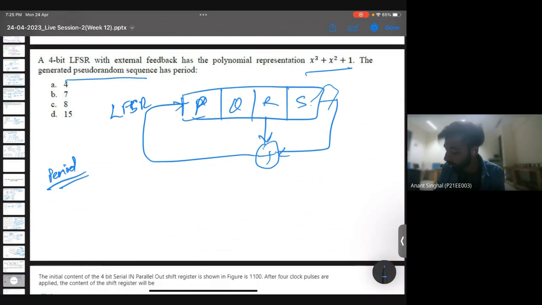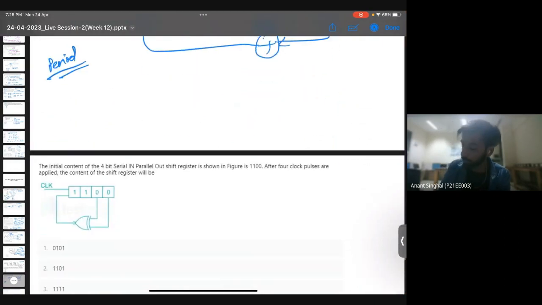Apart from that, these are the general LFSR questions again. There are four types of register: serial in, serial out; parallel in, parallel out; serial in, parallel out; and parallel in, serial out. The most popular type of question will always come from serial in, parallel out.